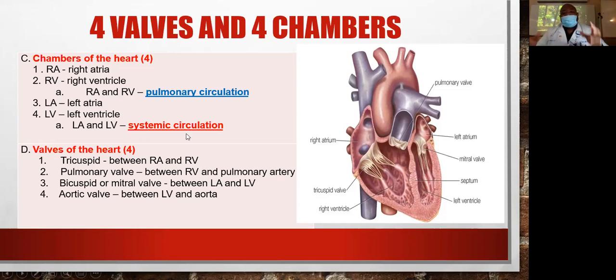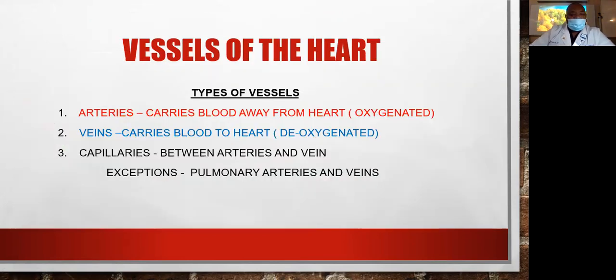After the blood gets to the aorta, it goes to the rest of the body. Don't forget that the right side of the heart is pulmonary circulation, deoxygenated blood from the body. And then the left side of the heart is the systemic circulation. This is highly oxygenated blood that leaves the heart to the body.